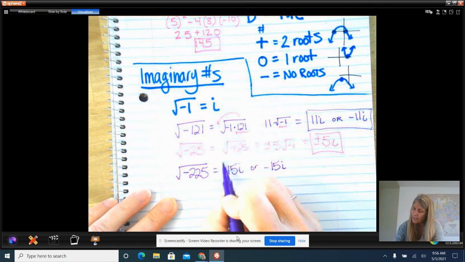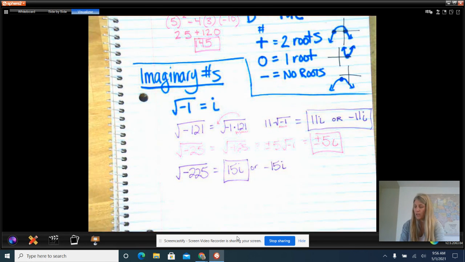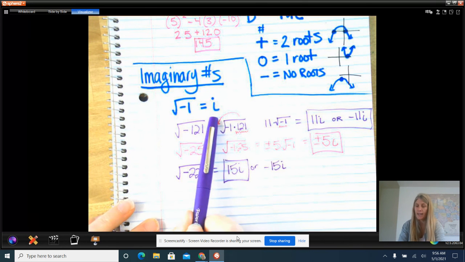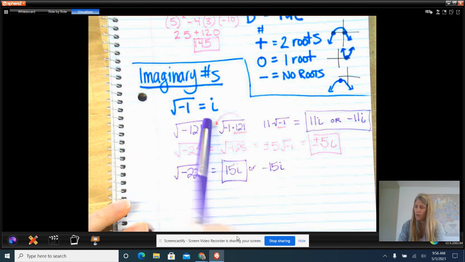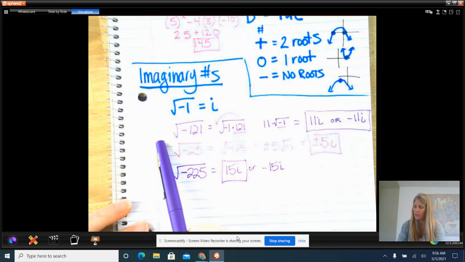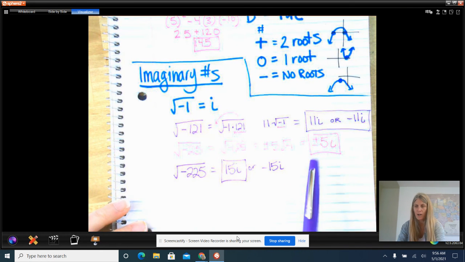So that, ladies and gentlemen, is how we use imaginary numbers. The i means it's an imaginary number, and it allows us to take the negative outside of our square root and continue to work on math.